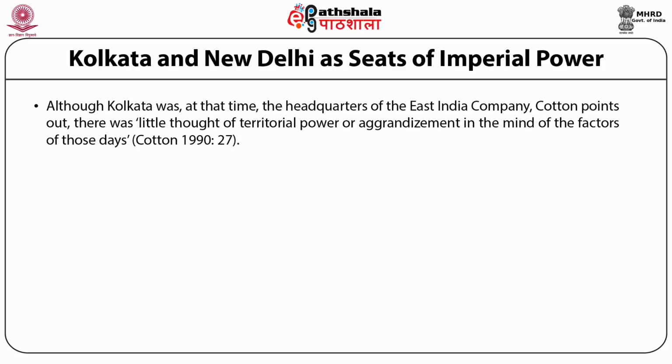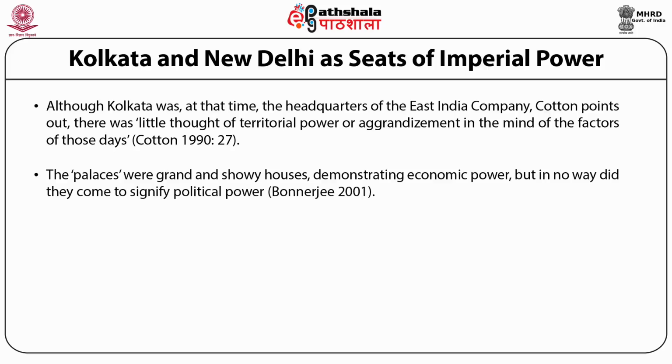Although Kolkata was at the time the headquarters of the East India Company, Cotton in 1904 points out there was little thought of territorial power in the mind of the factors of those days. The prosperity of the traders led them to build beautiful houses along the river bank, which earned the city the grand title of City of Palaces. But this title did not have any imperial connotation. The palaces were grand and showy houses, demonstrating economic power, but in no way did they come to signify political power, as Jyoti Banerjee has argued.